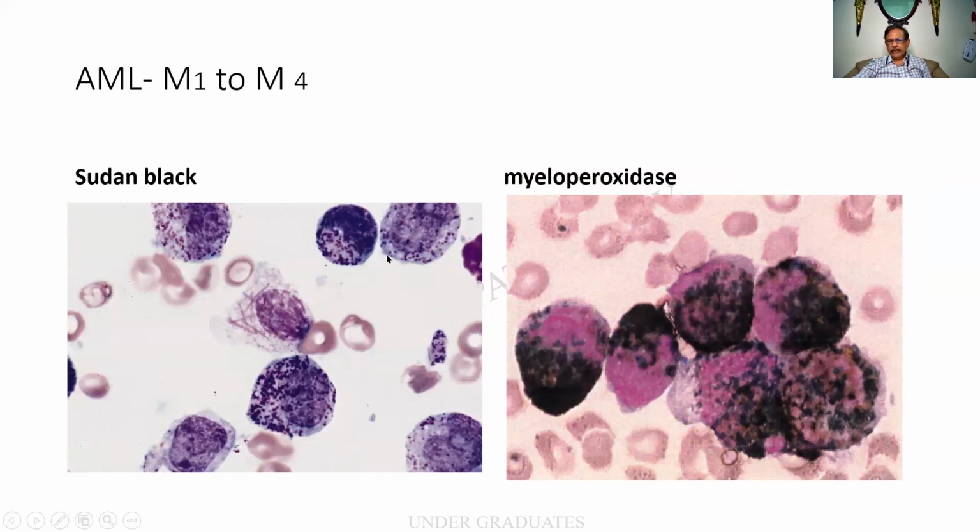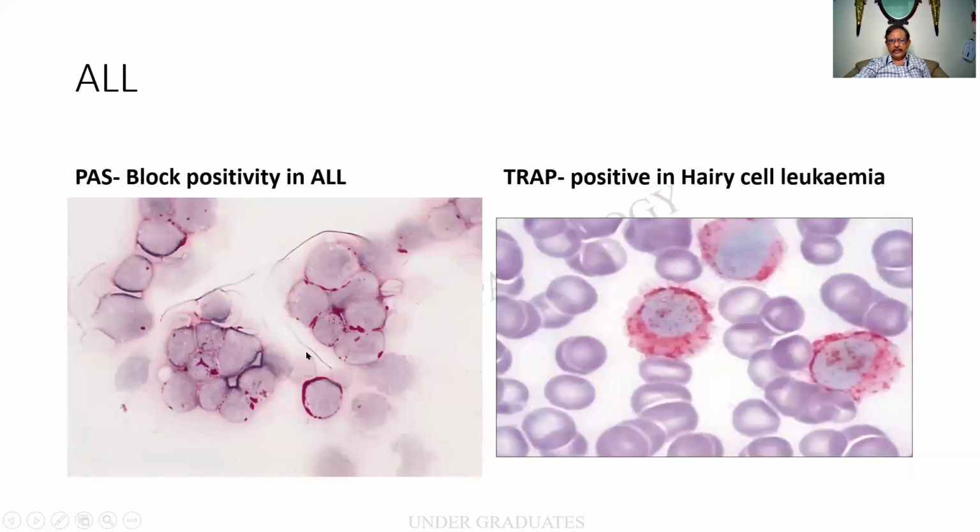Look at these granules. Sometimes it is very difficult for us. We study it. There are some special stains. It is positive with Sudan black. So M1 to M4, it is positive. Another stain is myeloperoxidase. Again, it is positive. I am finding the dark granules in the cytoplasm. Sometimes the cell will be showing block positivity.